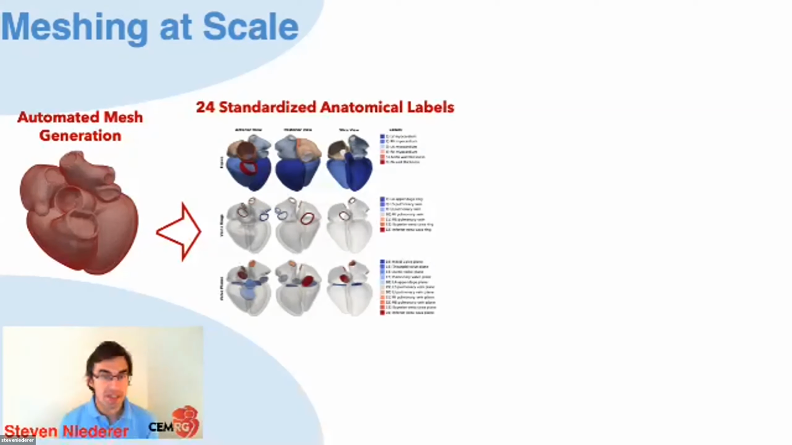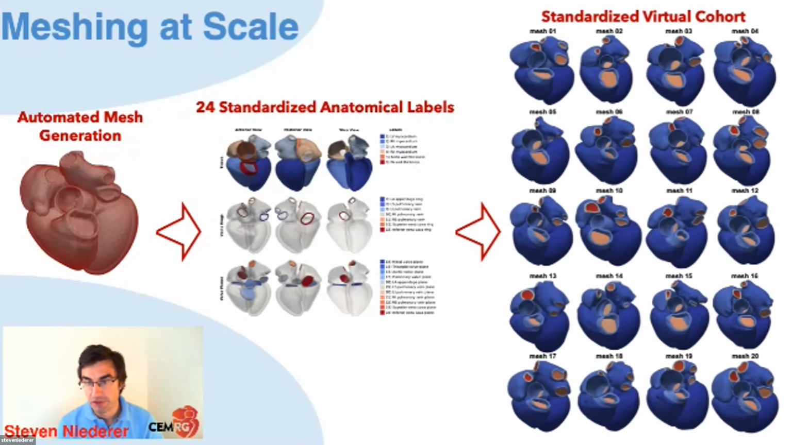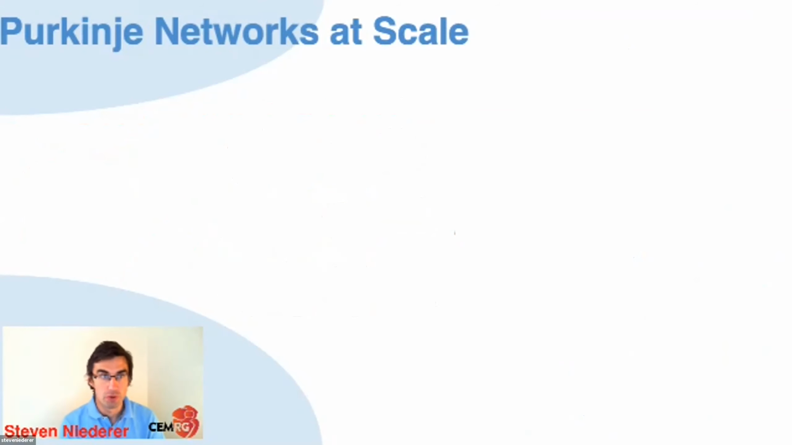By having these standardized anatomical labels across all the hearts that we make, and I think we have 40 or 50 of these now, we can then very rapidly apply different boundary conditions or rules to our patients for doing lots of different simulations. And so we can generate these standardized virtual cohorts of different meshes with all the different regions labeled in the same way and have that as a standard labeling for all of our cases. And this, again, is just key to moving into the simulation at scale. You need to have these standards for your virtual cohorts.